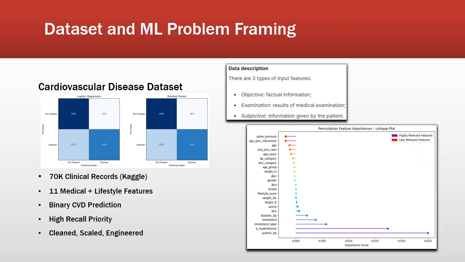The project is structured as a binary classification task, predicting the presence of cardiovascular disease with an emphasis on high recall to reduce false negatives. Feature importance analysis confirmed clinical relevance, with systolic blood pressure, hypertension status, and cholesterol level emerging as the most predictive features.